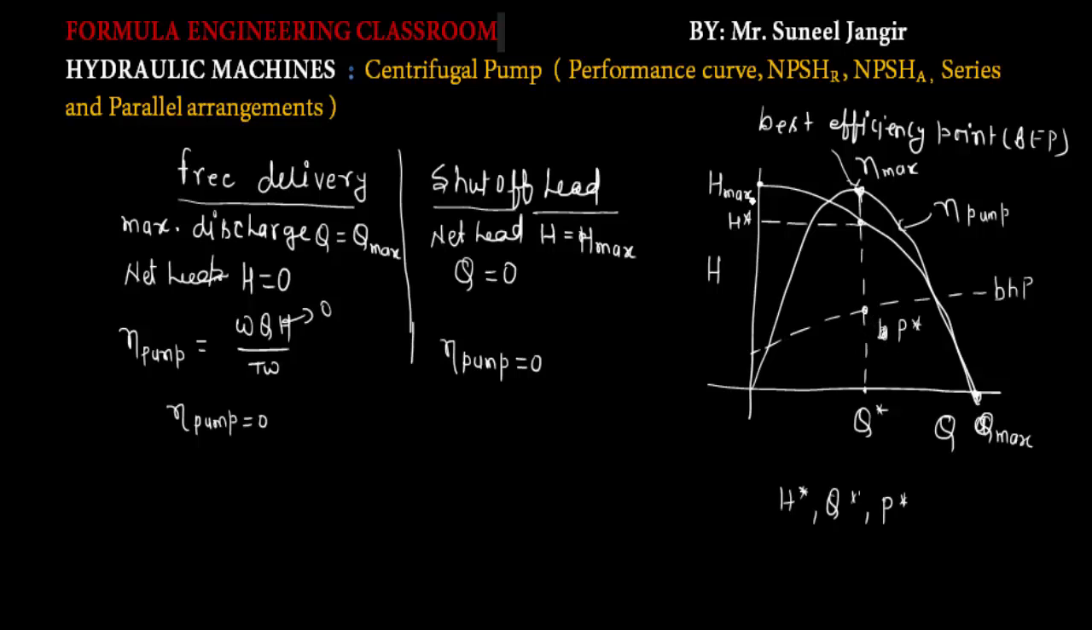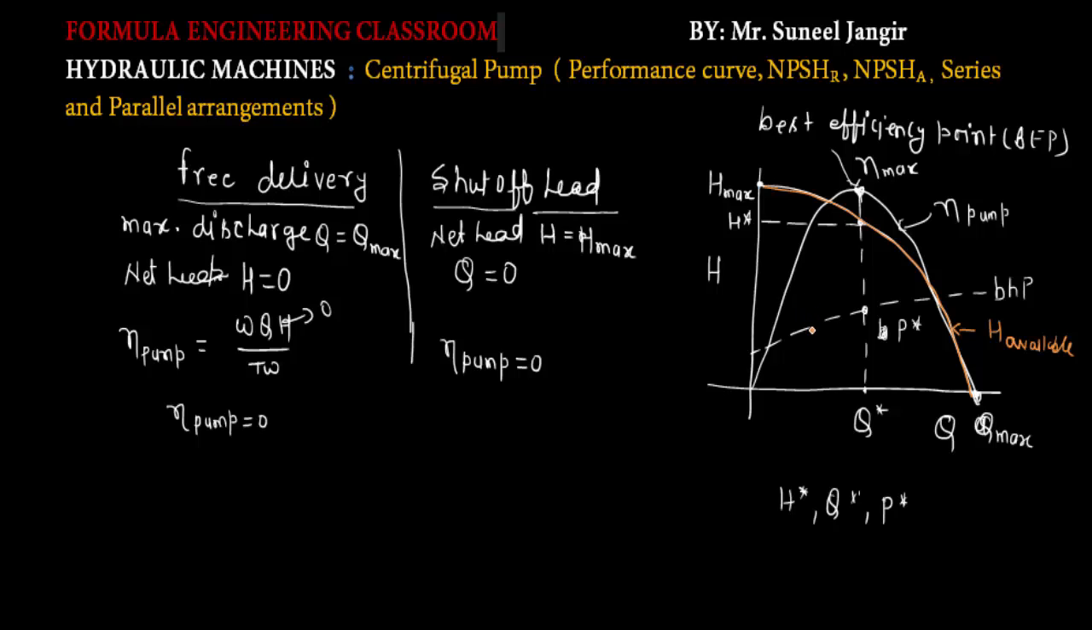So this curve we are defining here. Let me change my color, so we can easily differentiate this one from the other things. This is the available head. So head available goes from H max to the head at the best efficiency point, and then to 0. This is the head available, and this is for our pump.